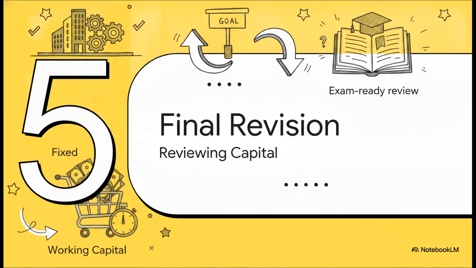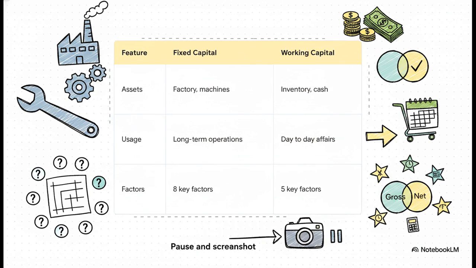And finally, Section 5, Final Revision. You guys have done wonderfully so far. Let's pull both halves of this capital equation together to see how this builds. Here is a side-by-side mind map summarizing everything we've covered today. On the left, we have fixed capital. It's for long-term assets, it builds the foundation of the business, and it's governed by those 8 key factors.